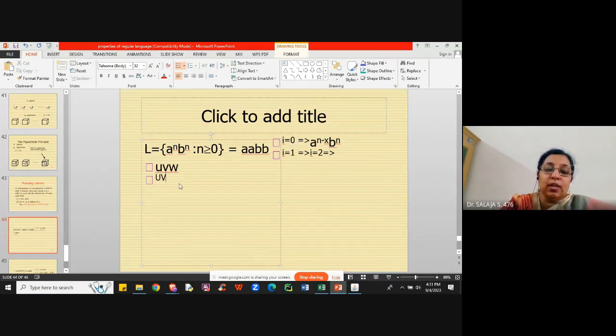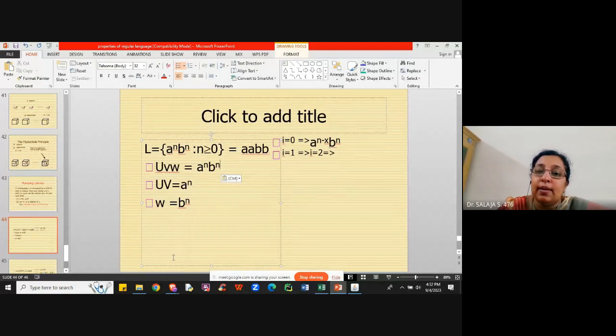You have to define what is u, what is v, and what is w. Let uv represent a per n, and let w represent b per n. Now what happens? u, v, w put together is a per n, b per n.